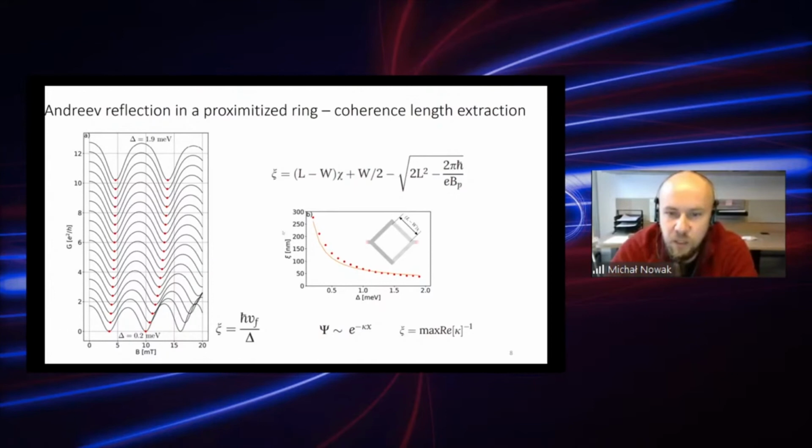So in this plot, we show the extracted coherence length with the red dots and compare it to the coherence length which numerically can be extracted directly from the band structure or the dispersion relation of the proximatized part. And we see quite nice agreement. Indeed, when the gap is decreased, the coherence length becomes larger.